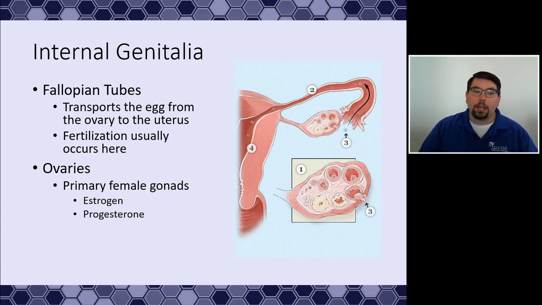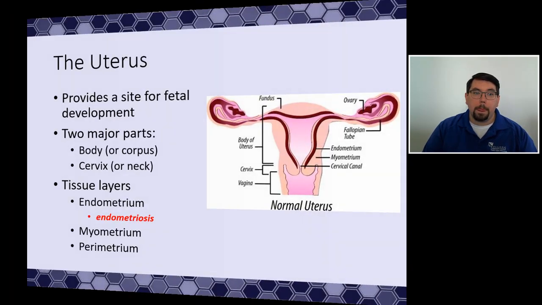Ovaries, on the other hand, now we're talking about the female gonads. And these are going to be controlled by two primary hormones, estrogen and progesterone. And we'll talk more about those in a little bit as well.